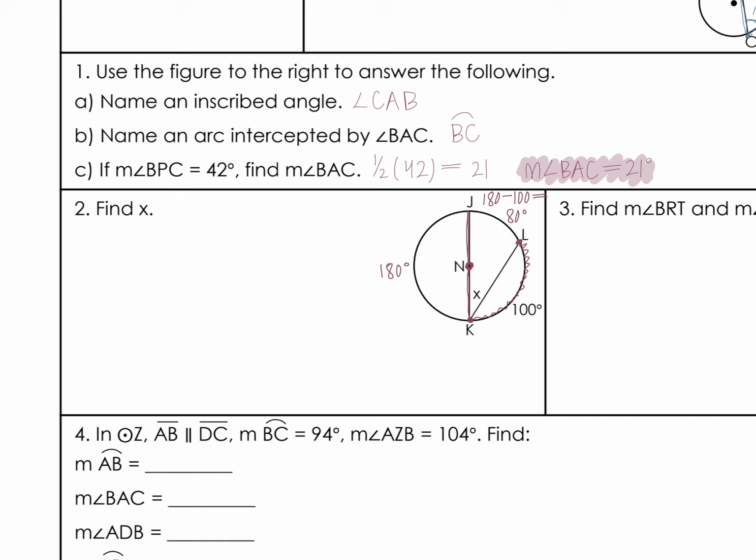for that intercepted arc. And then to find that x, that inscribed angle's measure, we are going to just take 1/2 of 80 to get 40. So x is going to be equal to 40 degrees for this problem.